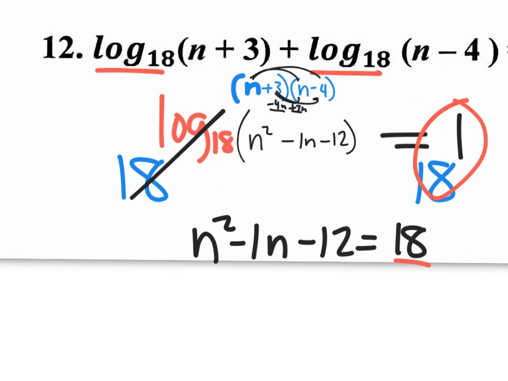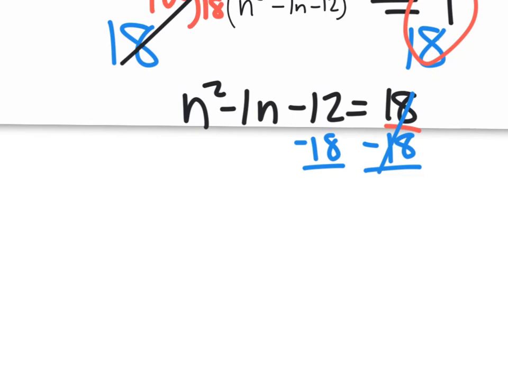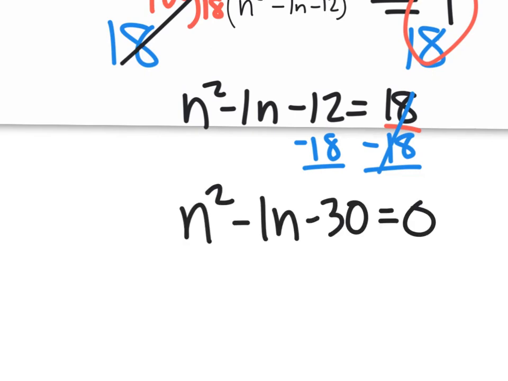So since it's a quadratic equation, a quadratic trinomial equation, I want to set it equal to 0. That way I could maybe factor, split, and solve, or maybe use the quadratic formula. I'm going to subtract 18 on both sides. So I'm going to have a new equation that says n squared minus 1n minus 30 equals 0, of course. And now we're going to factor, split, and solve. The factored form of n squared minus 1n minus 30 is n minus 6 times n plus 5.